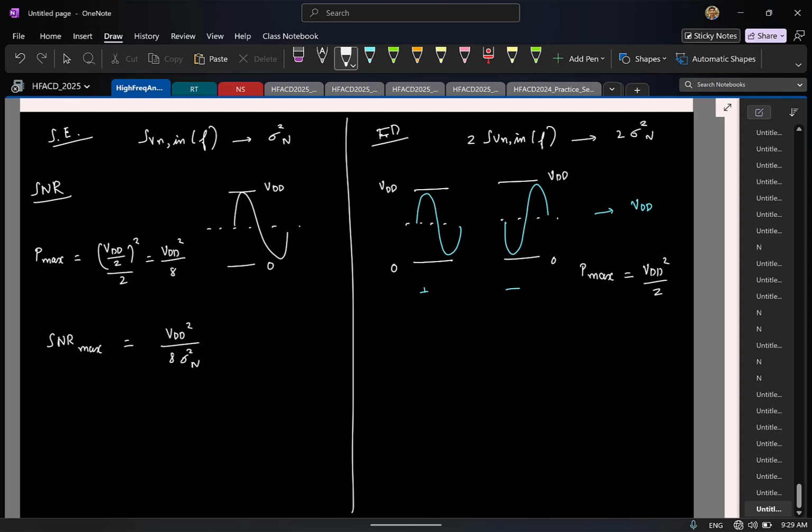Is that clear? If a sinusoid has an amplitude of A, what is the power in the sinusoid? Here the maximum amplitude you can have is VDD, right? That's clear, right? So now we can find the maximum sinusoidal signal to noise ratio. That's going to be VDD square by 4 times sigma square.